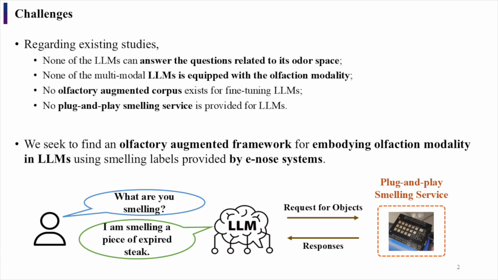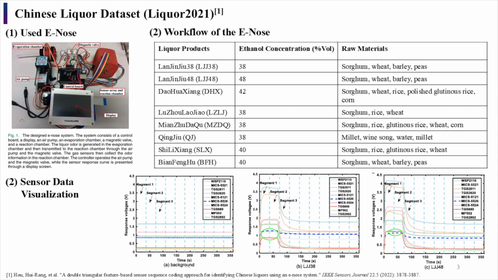We ascribe this to the fact that no plug-and-play smelling surface is provided for the models, so we seek to find an olfactory augmented framework for embodying olfactory modality in large language models using smelling labels provided by the ENOS system. We study liquor classification in an application scenario. To this end, we first adopted a dataset that was released in 2021.